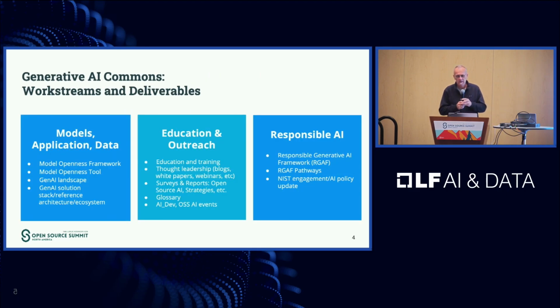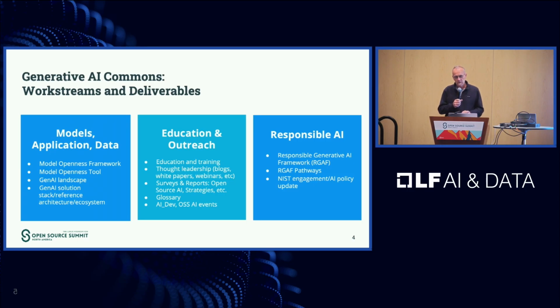So now, let's get concrete. What's actually GenAI Commons doing? How are we organized? We currently have 3 work streams. The first one is called Models, Application, and Data. And here we have different activities going on. There's the Model Openness Framework, which you have heard of, and I will talk a little bit more about next, along with the Model Openness Tool.